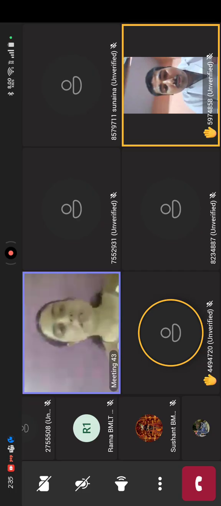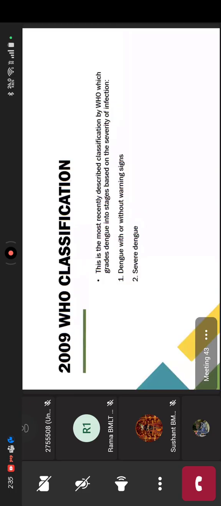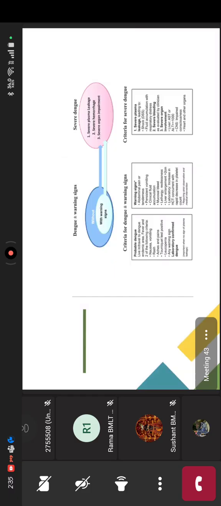Okay, so we will discuss the WHO classification. It has two classifications. First one is dengue with or without warning signs, and second one is severe dengue, right? Let's continue. See this image. We have the first image, dengue with or without warning signs, and the severe dengue. So first let's discuss dengue with or without warning signs.